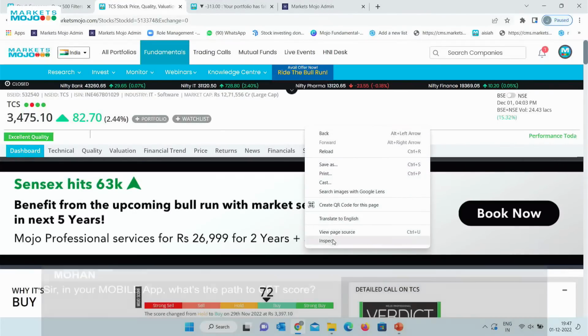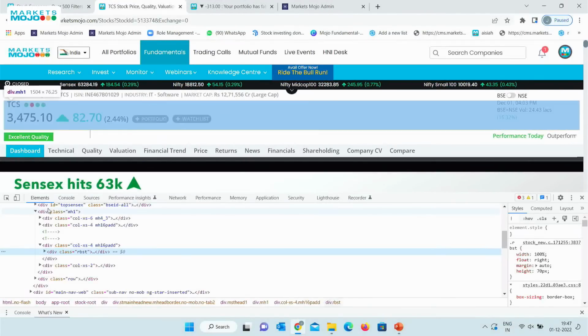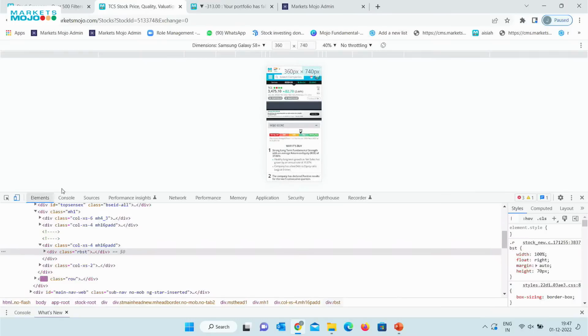What I've done is I have Chrome currently open. I'll simply click on inspect over here. And there's this mobile view over here. So if you want to see how it looks in the mobile, this is how our website actually looks in the mobile.